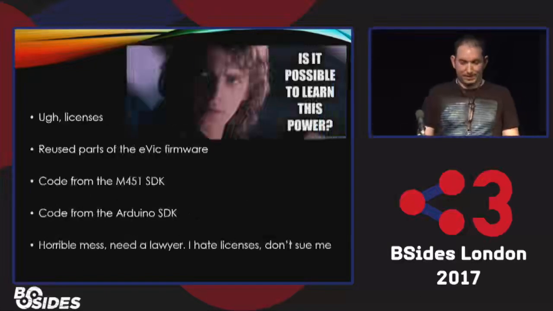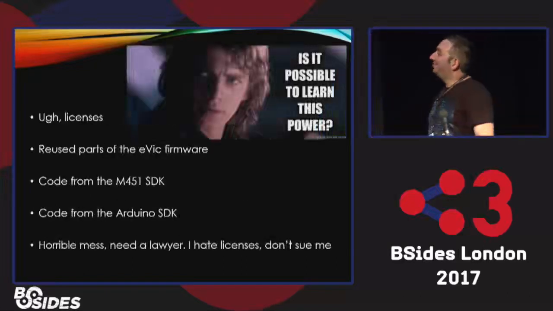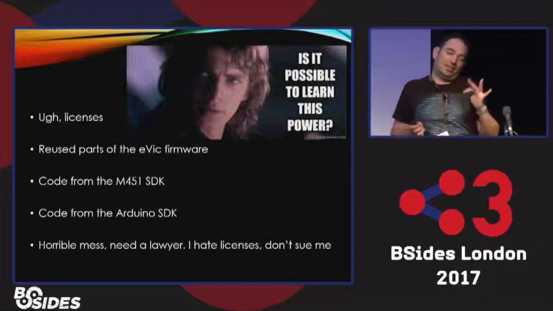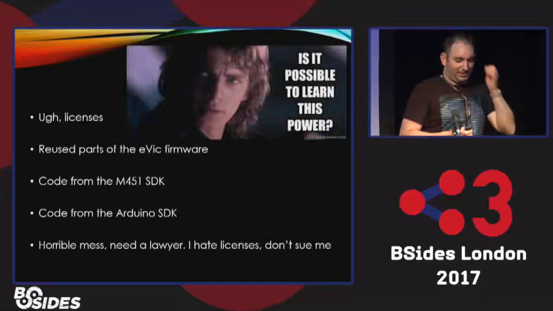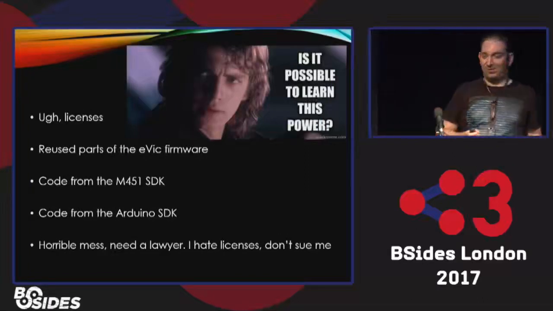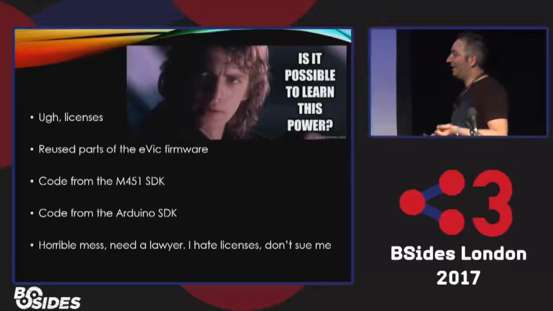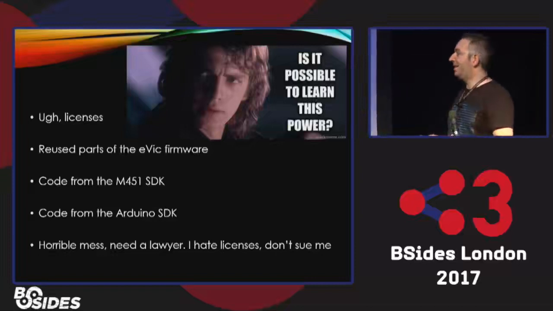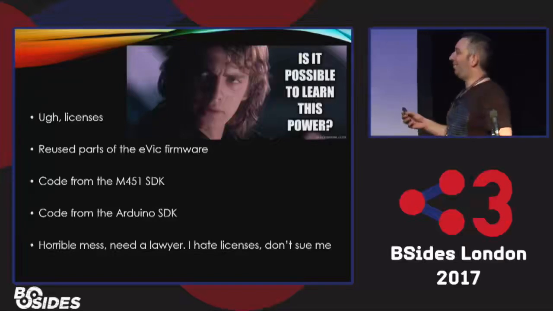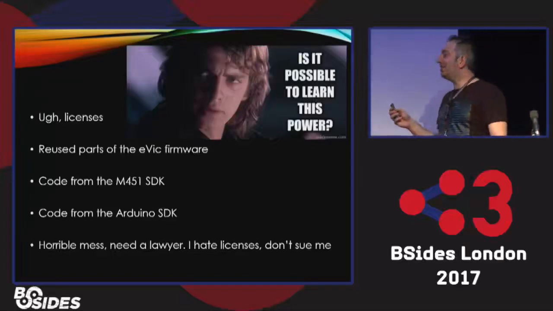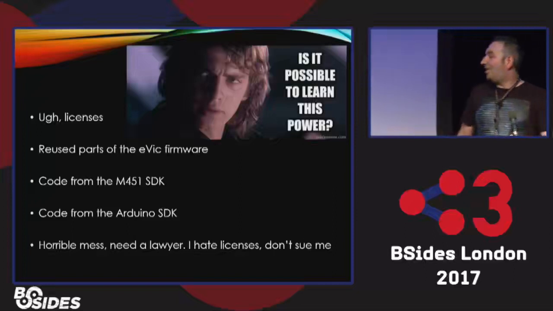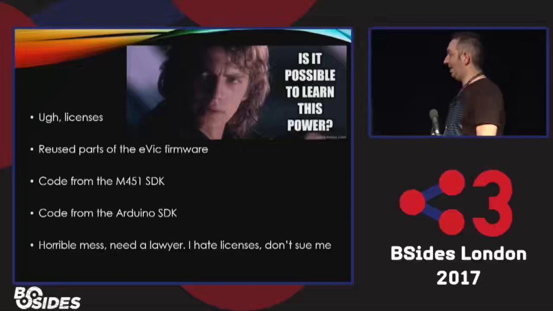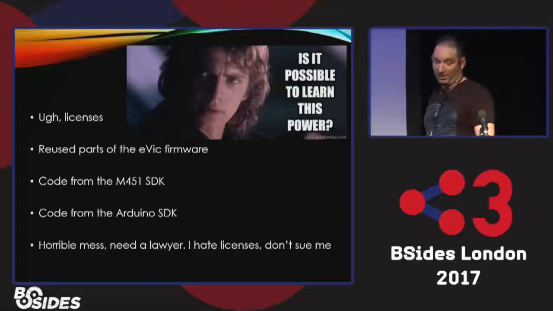So next up, I got my prequel meme in. Can you have this? Yeah, no. At the moment, it's a license misery. It's got part of the 3.3 EVIC firmware, that's the manufacturer of the actual e-cigarette. It's got parts from the M451 SDK, which is a different license. It's got part of the Arduino SDK, which is a third license, and I don't understand licenses, I hate them, and I don't want anyone to sue me.